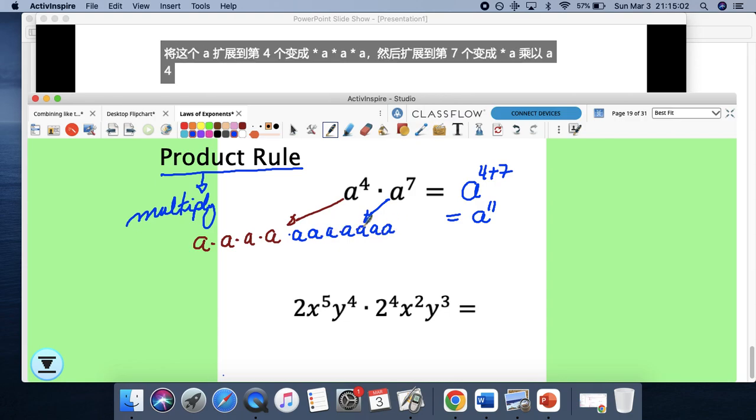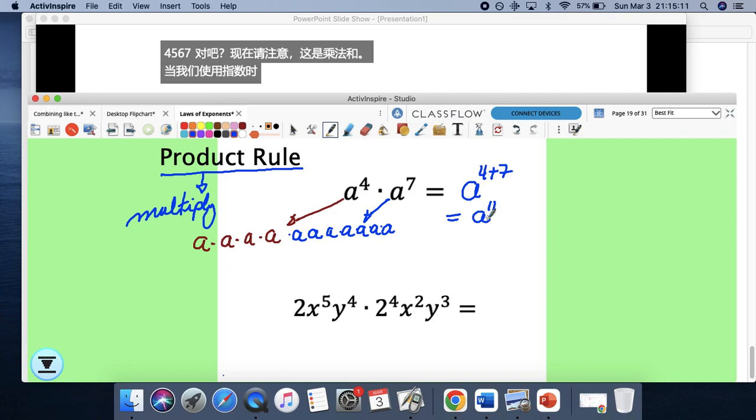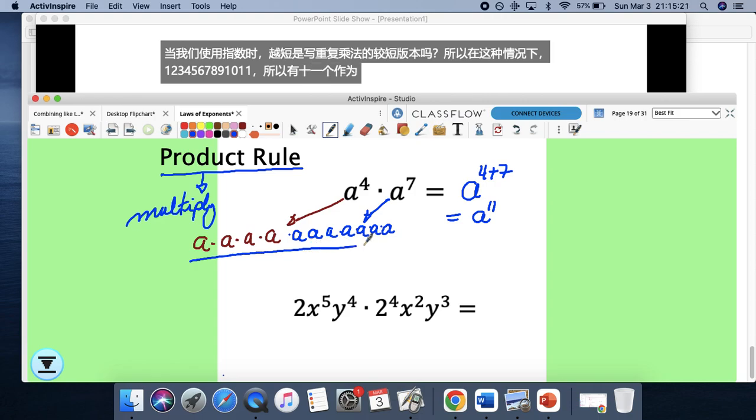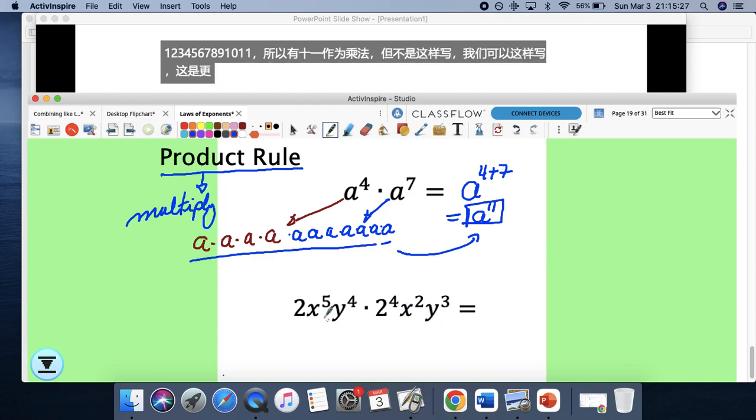Right? Now notice that this is multiplication, and when we use the exponents, it's a shorter version of writing repeated multiplication. So in this case, 1, 2, 3, 4, 5, 6, 7, 8, 9, 10, 11. So there's 11 a's being multiplied, but instead of writing it like this, we can write it like this, which is the shorter version. So for this one at the bottom, now let's do the coefficients.